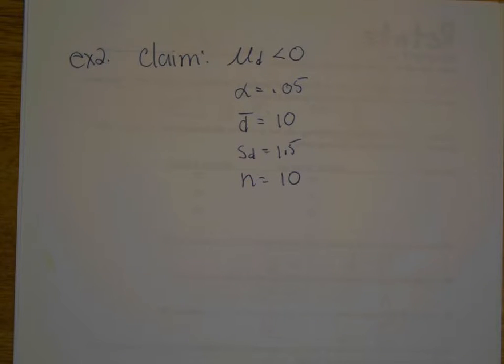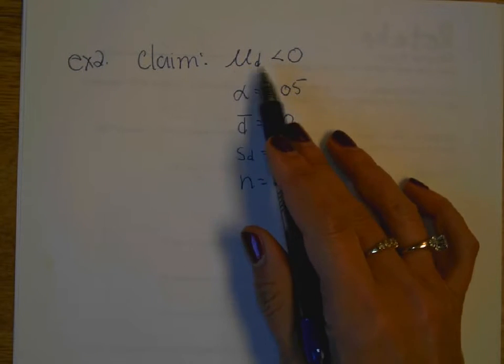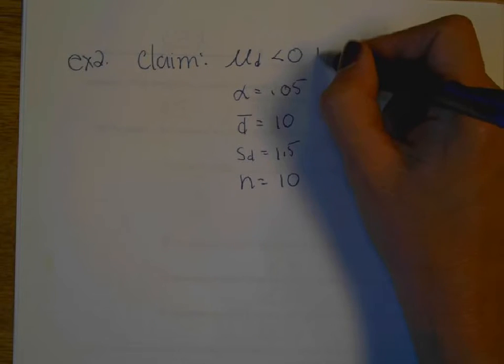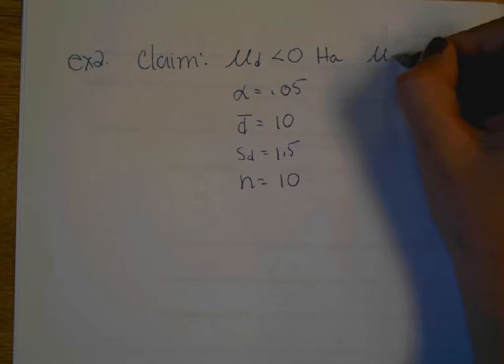Okay, so no lists for me to do. They've done everything for me. They put it in the list. They ran the one var stats. Here it is. And they wrote the claim for me. And remember, the mu d is your before minus after. Okay, so the claim is the Ha. The Ho will be greater than or equal to 0.